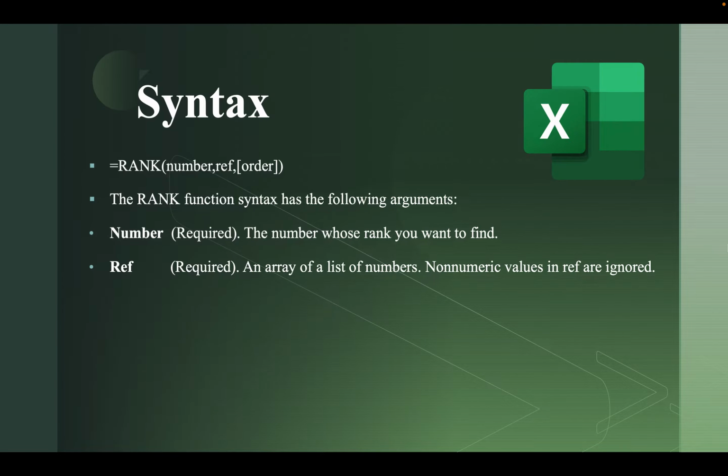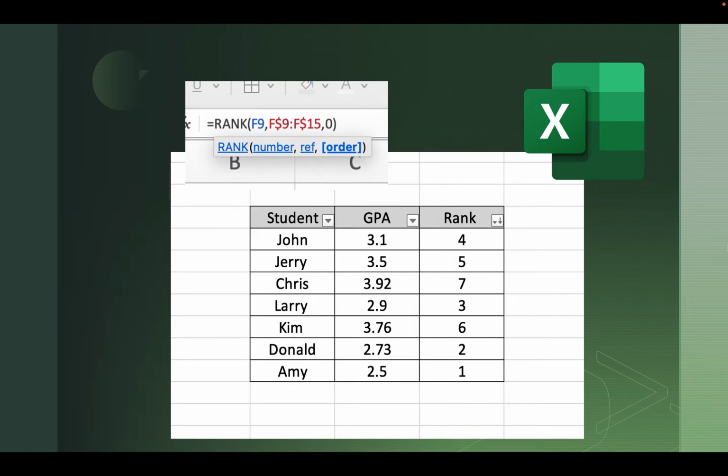Second argument is the reference. This is also required. This is an array of a list of numbers. If you have any non-numeric values in the list, they're going to be ignored. So if we look at the formula, the array is going to be all the GPA values. So in this case, it would be F9 to F15. Notice the dollar signs in the formula. I'll discuss those when we cover this in Excel. But basically, for John's GPA, we're going to be comparing F9 to the reference to see how he ranks.